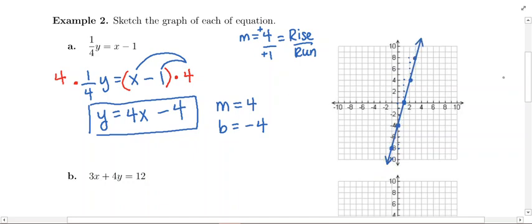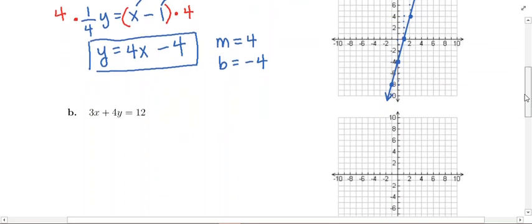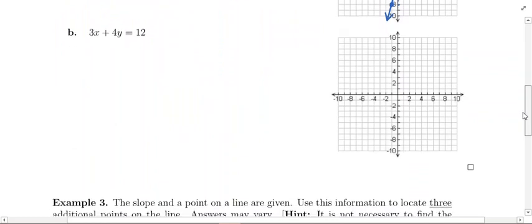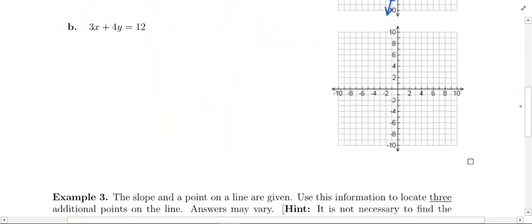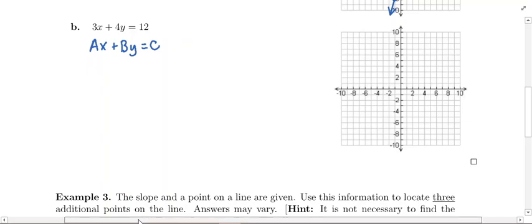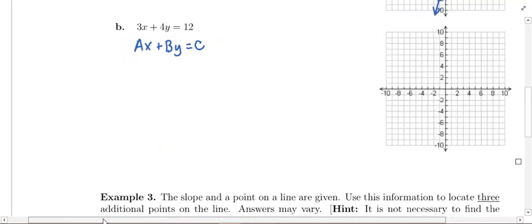Okay, all right, let's move on to the line in part B here. Okay, the equation is 3 times x plus 4 times y is equal to 12. Okay, this is the general format of a line. This is ax plus by is equal to c. Okay, so immediately you should be able to recognize that this equation, if it were graphed out, it's going to be a line. Okay, so we're going to graph this out.